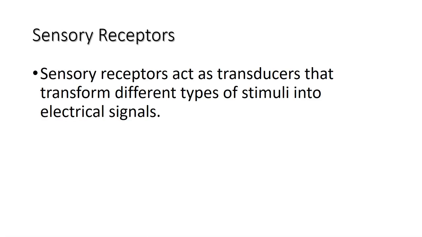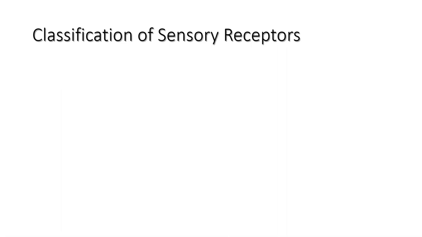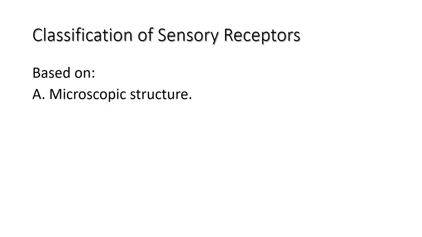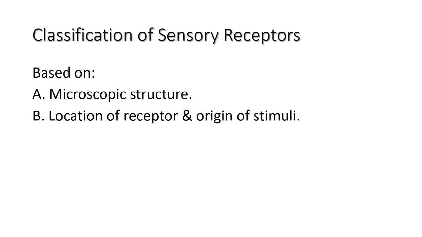Sensory receptors act as transducers that transform different types of stimuli into electrical signals. Several structural and functional characteristics of sensory receptors can be used to group them into different classes. These include microscopic structure, location of the receptors, the origin of stimuli that activate them, and type of stimulus detected.